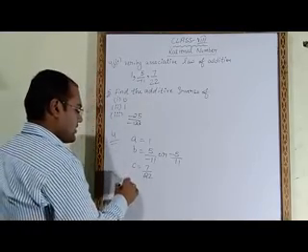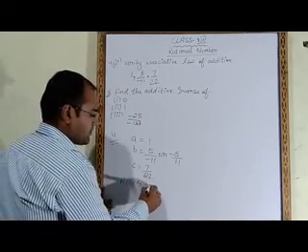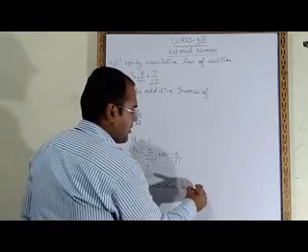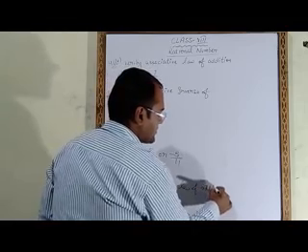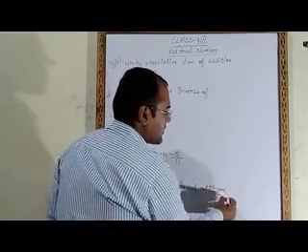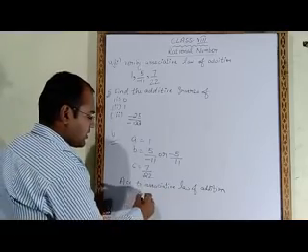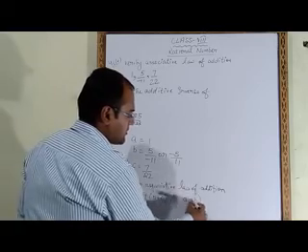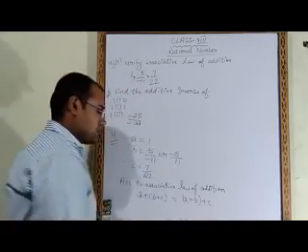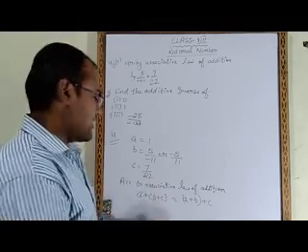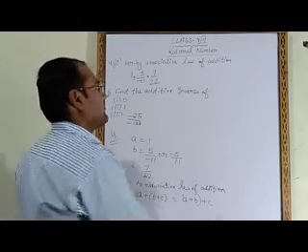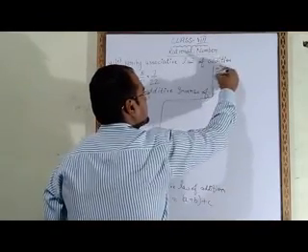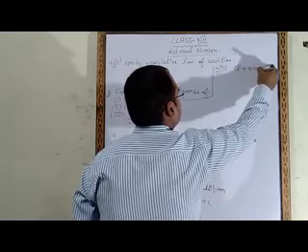So first of all, what you will do? According to the associative law of addition, first of all we have to write the law. What is the associative law? A plus B plus C is equal to A plus B plus C, with the brackets grouped differently. This is the associative law of addition. Now first of all we will solve the left hand side. The left hand side is A plus B plus C.